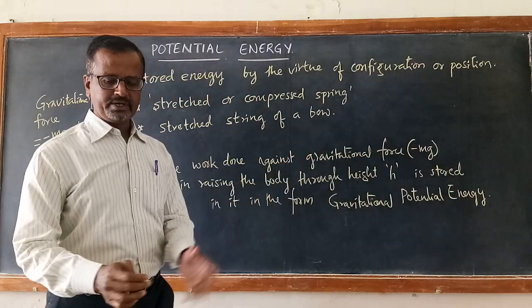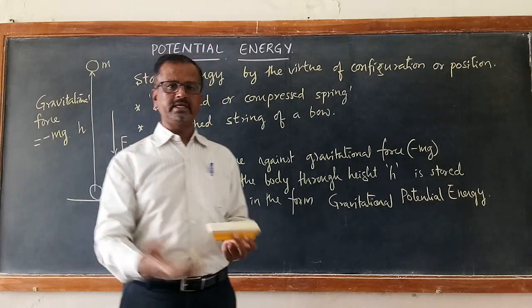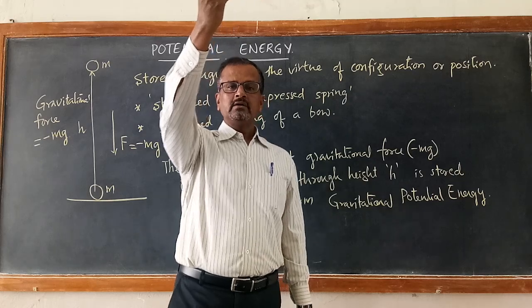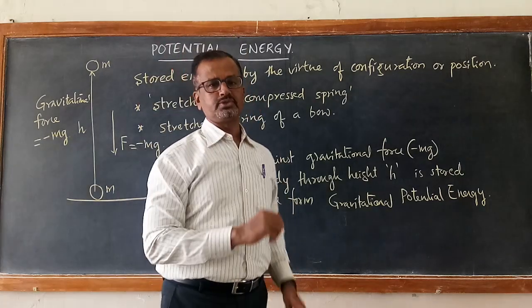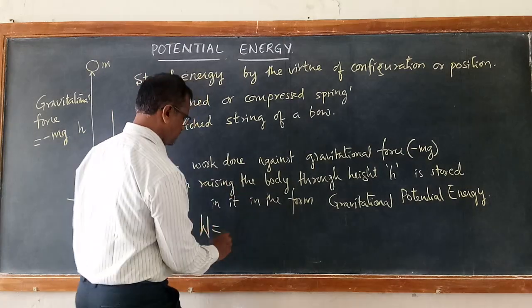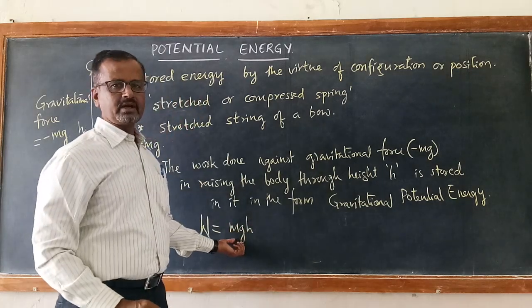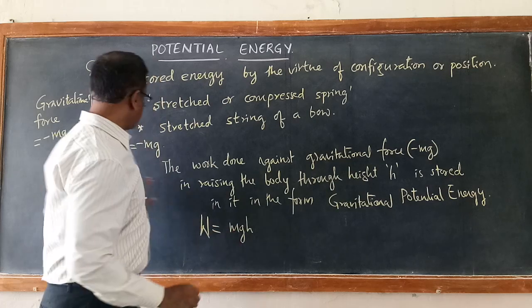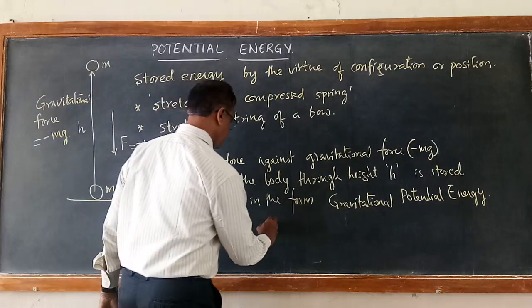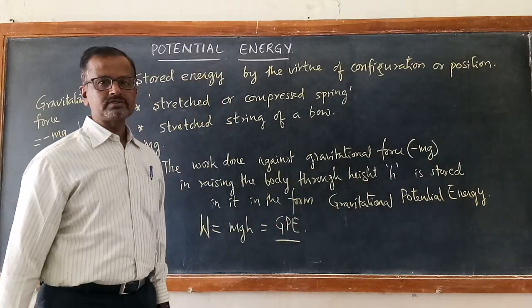So this work that we do in lifting it is done by an external agency. Work done by the external agency against the force of gravity is taken positive. Therefore, if you calculate the work done by the external agency, it becomes mg into h, where mg is the gravitational force and h is the height through which it is raised. So this itself is stored in the form of gravitational potential energy. In short, we call it gravitational potential energy.